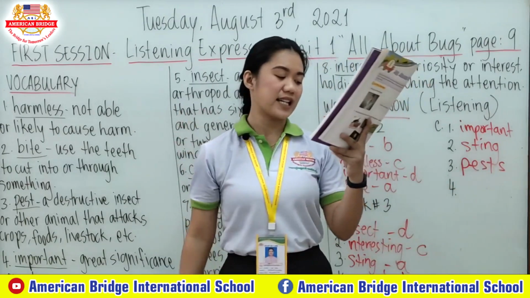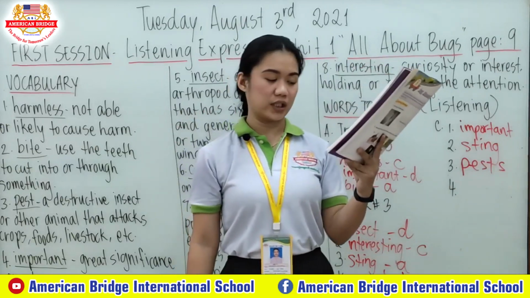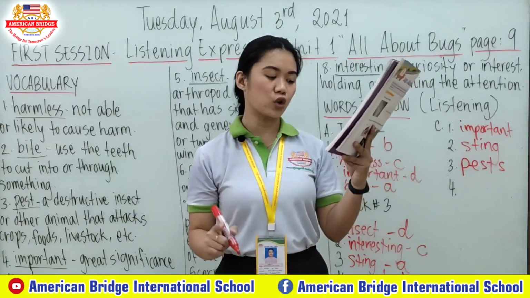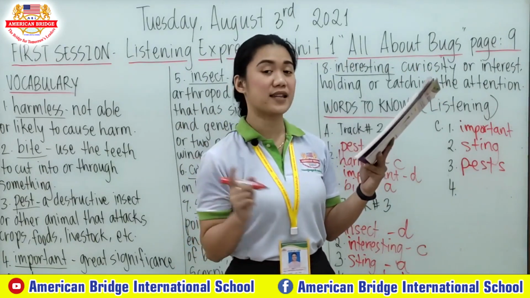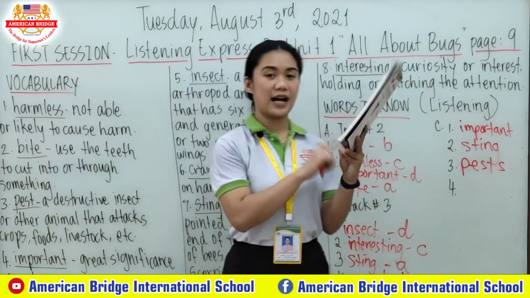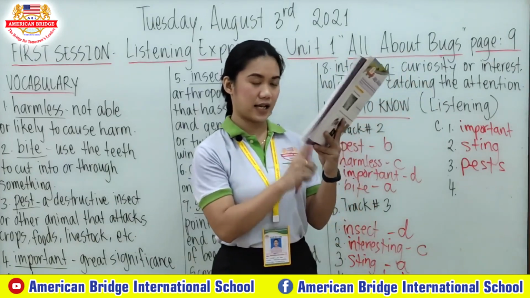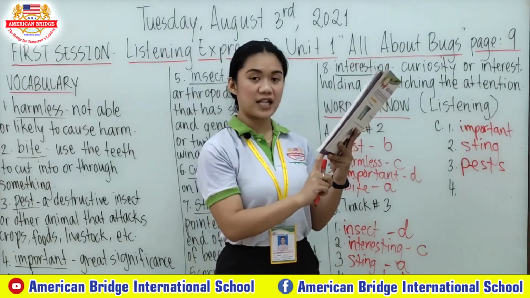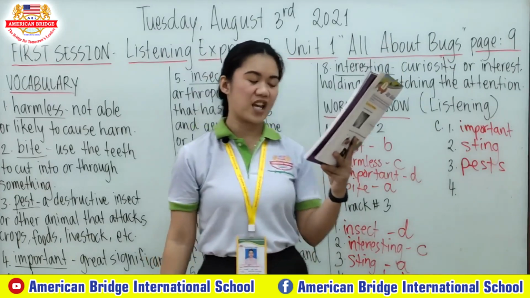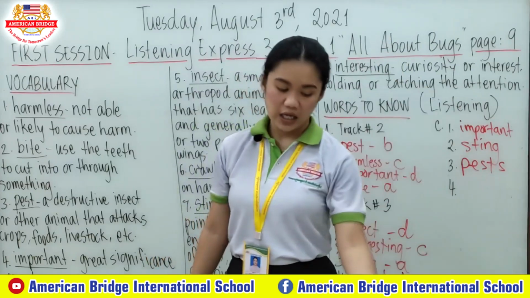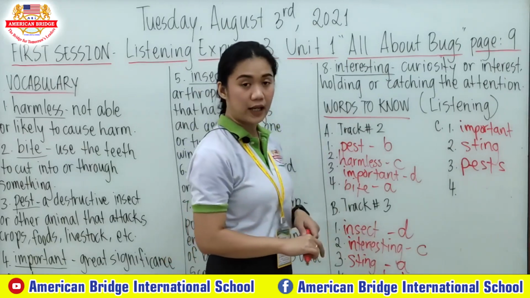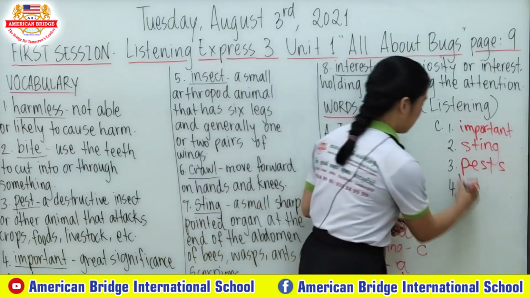Number 4 is that cute little raccoon is not blank. Its bite could hurt you. Meaning this is harmless. It's not harmless as the sentence says. So the answer is harmless. That cute little raccoon is not harmless. Its bite could hurt you. So the correct answer, everyone, is harmless.